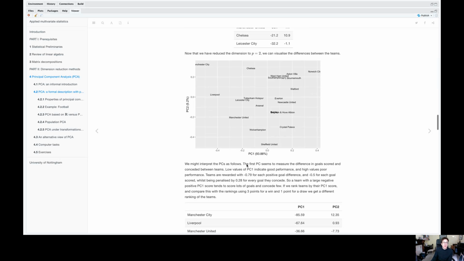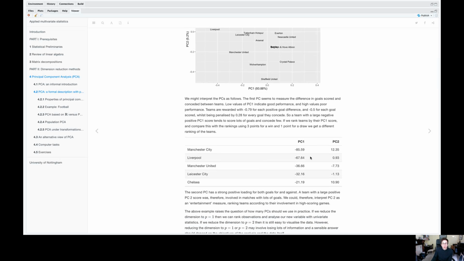If we produce a new league table based on the PC1 score, we can see it slightly reorders the teams. So we have Manchester City at the top now if we rank by PC1, followed by Liverpool and so on.